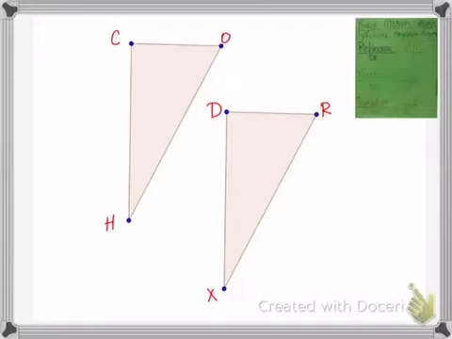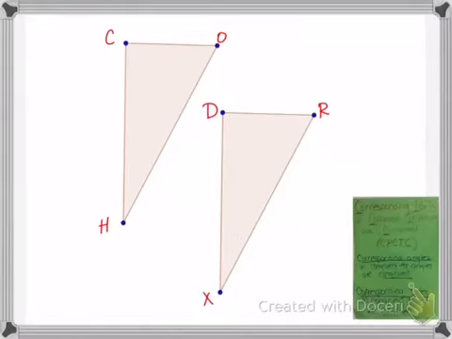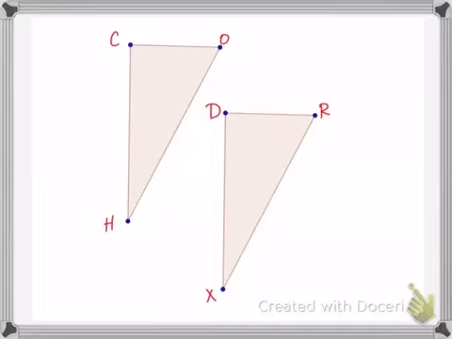Third problem, identify the rigid motion. Identify the corresponding parts in the congruent triangles. Name the corresponding congruent angles. Now name the corresponding congruent sides. Finally, write the congruent statement for the two triangles. Be sure to match up the congruent angles.